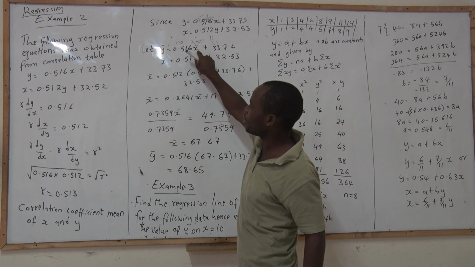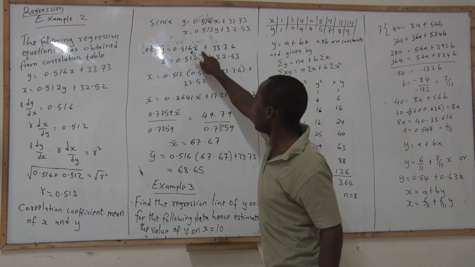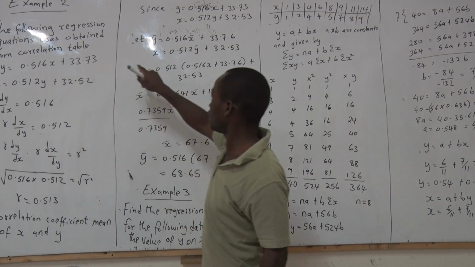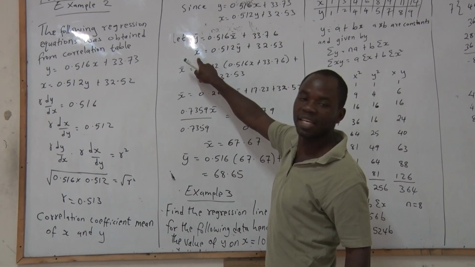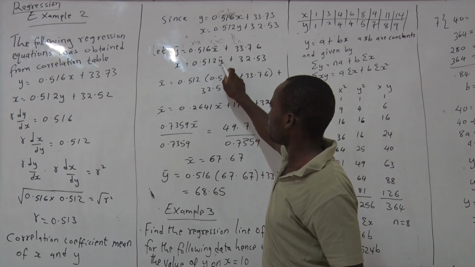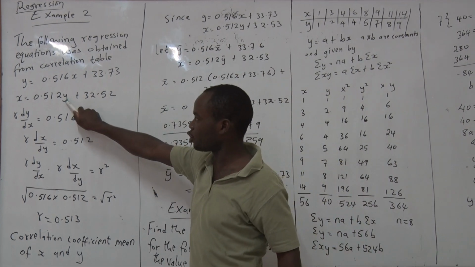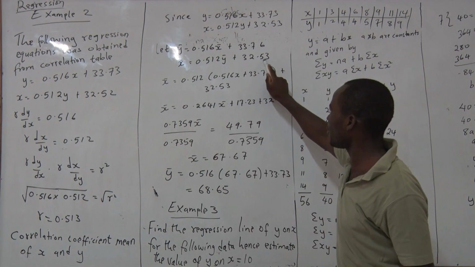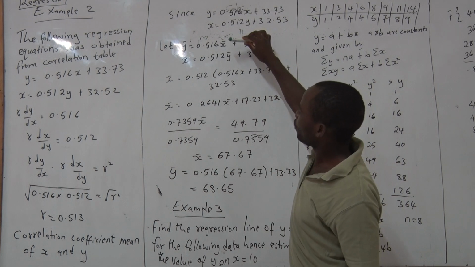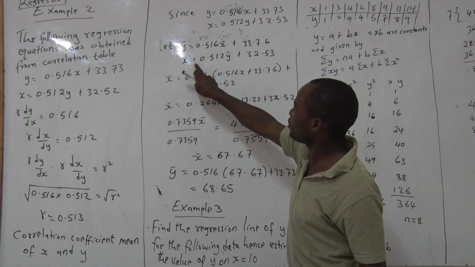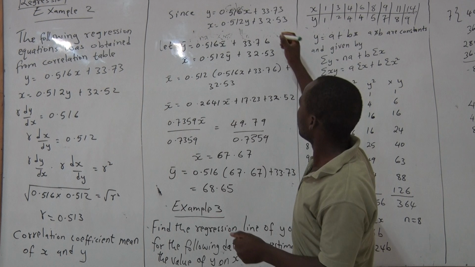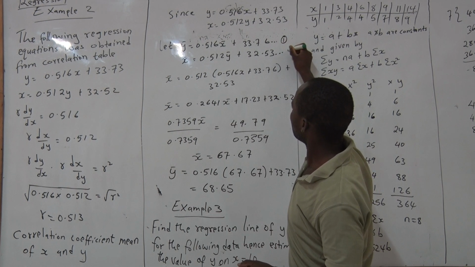0.516 x bar. Now it is not x, we call it x bar, plus 33.76. And for the second equation, the mean in the x equation, x bar, is equal to 0.512 y bar. And now it is not just y, but y bar, plus 32.53. Therefore, we can substitute because we have x bar as the subject of the formula here, and we have x bar in this other first equation. We can call this equation 1 and this is equation 2.